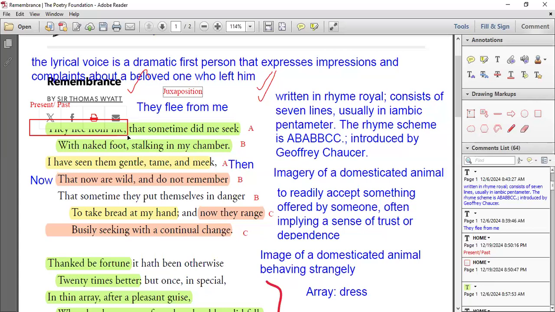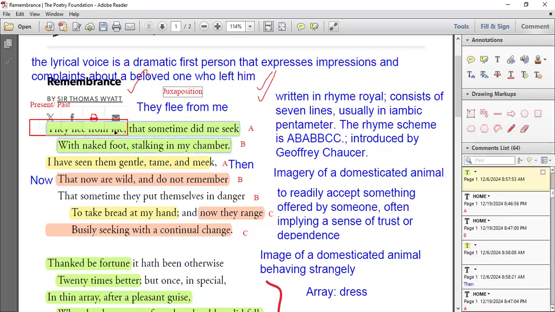He is without any companion, no female companion with him. What do the female companions of the past do to him? The moment they see the poet, they flee from him. Flee means they run away from me. So, now they are running away from me.